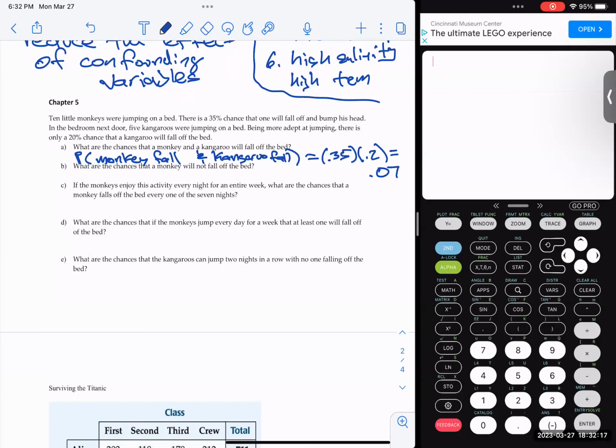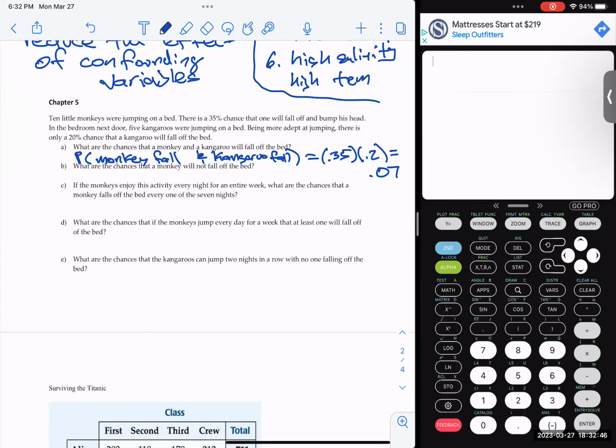Now, the next question seems a little tougher, I think. What are the chances that a monkey will not fall off the bed? And the word not might make you think certain things. Fantastic. Yes, very good. So the way I would do that, remind me, what's your name?